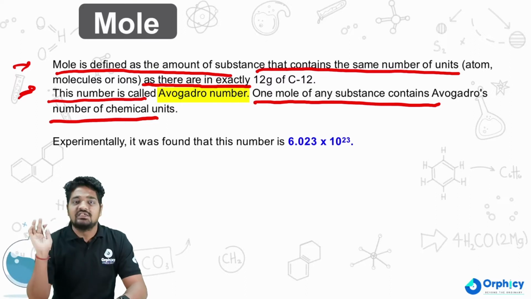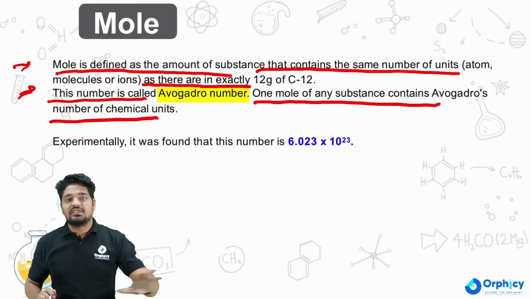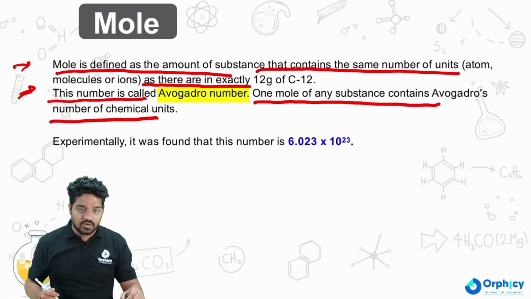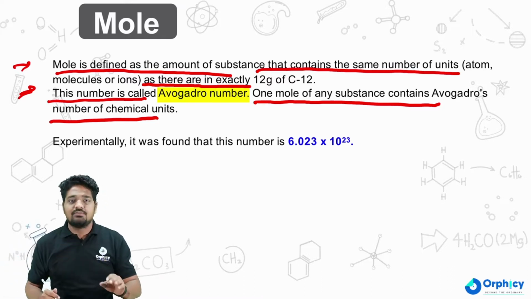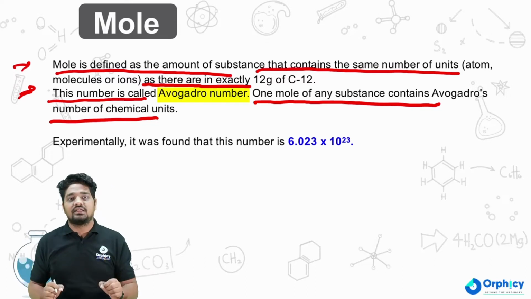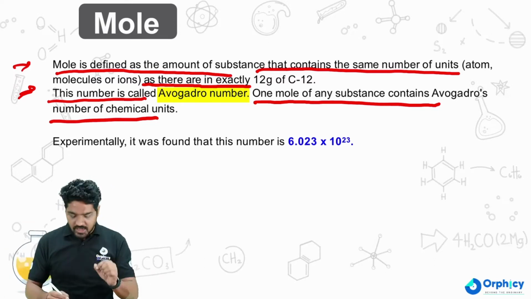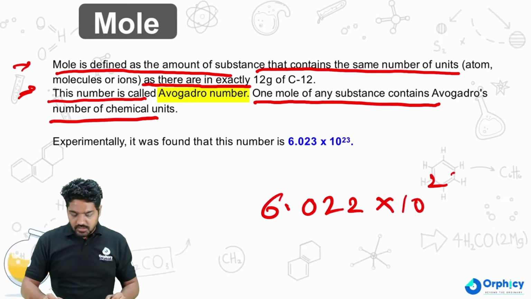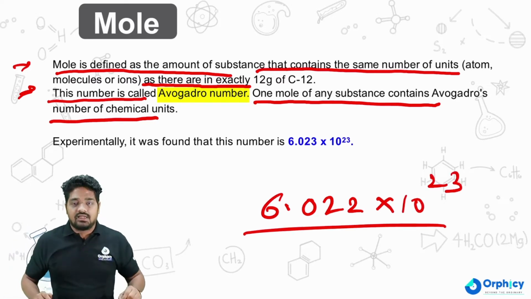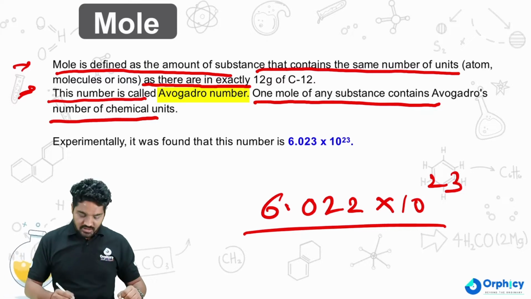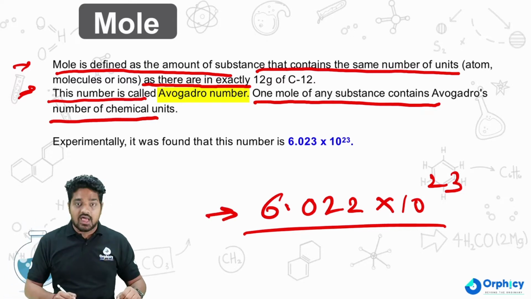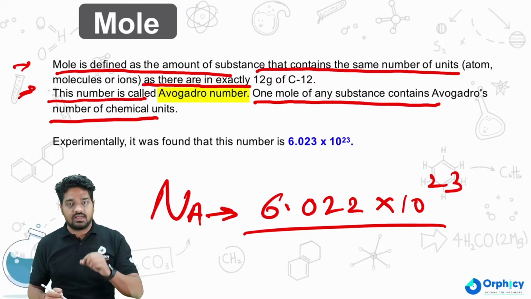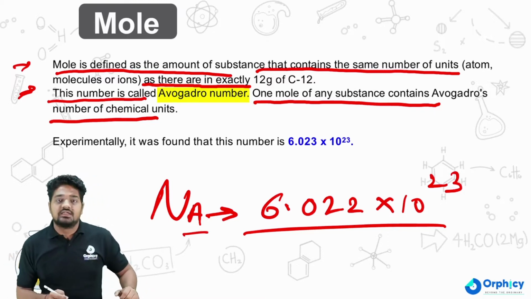Now this is very simple. एक मोल किसी भी सब्सटेंस के अंदर इतने नंबर ऑफ एवोगैड्रो नंबर ऑफ पार्टिकल होने वाले हैं. This is going to be very simple. किसी भी सब्सटेंस के अंदर एक मोल के अंदर हमेशा 6.022 और 6.023 इतने नंबर ऑफ पार्टिकल ही होने वाले हैं, and this number is called as Avogadro number and is represented by capital N and capital A, where A is written in the subscript.